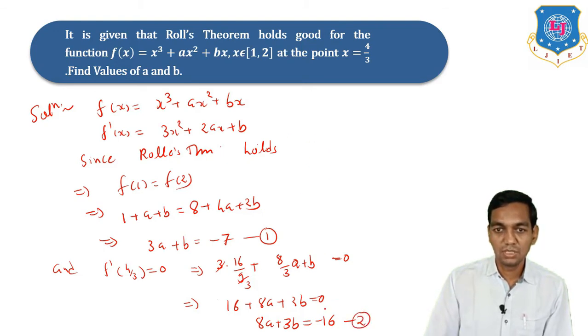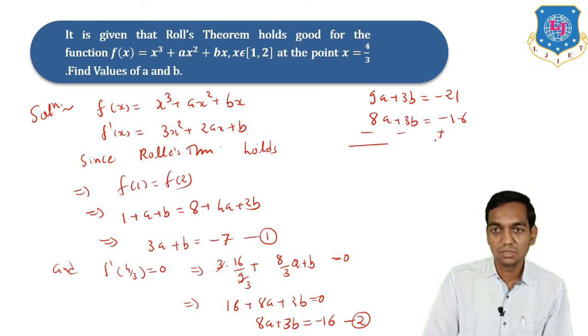Now we are going to solve these two equations. So multiplying equation 1 by 3, that will give you 9a plus 3b is equal to minus 21. And second equation as it is, 8a plus 3b is equal to minus 16. Minus minus plus, so these two will be cancelled out, and you will get a is equal to minus 5.